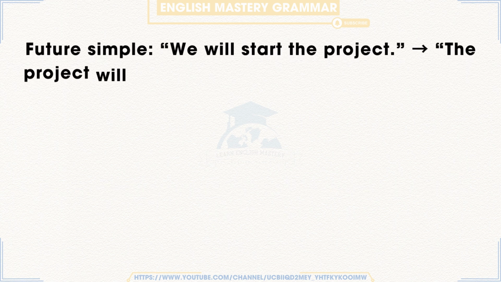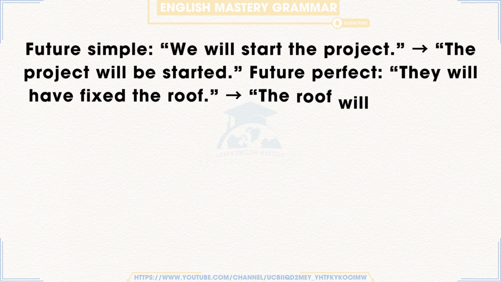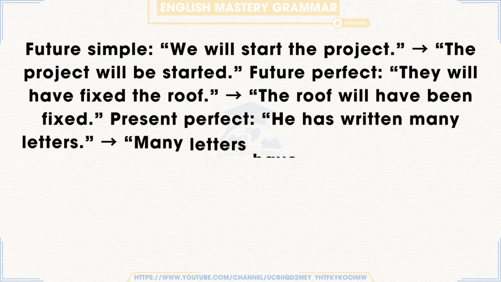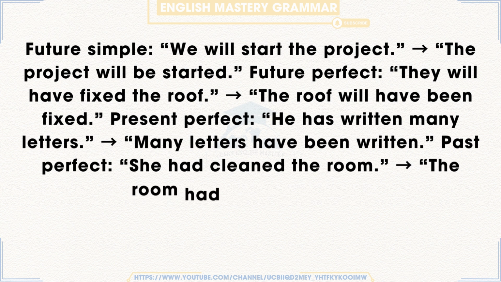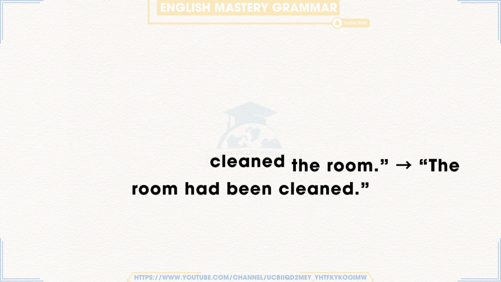Future simple: "we will start the project." "The project will be started." Future perfect: "they will have fixed the roof." "The roof will have been fixed." Present perfect: "he has written many letters." "Many letters have been written." Past perfect: "she had cleaned the room." "The room had been cleaned."